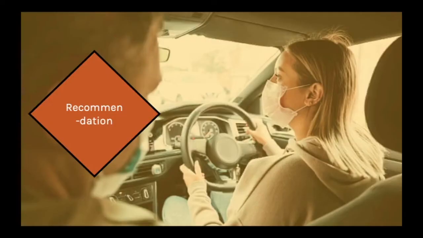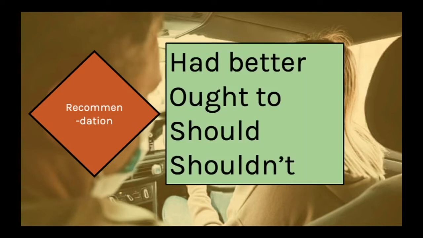The modal verbs that we use to give recommendations or advice or tips to other people are had better, ought to, should, and shouldn't. Remember that after the modal verbs, what we do is use the base form of the verb. So for example, you say, you had better or you'd better do something. You ought to do something. You should do something or you shouldn't do something.